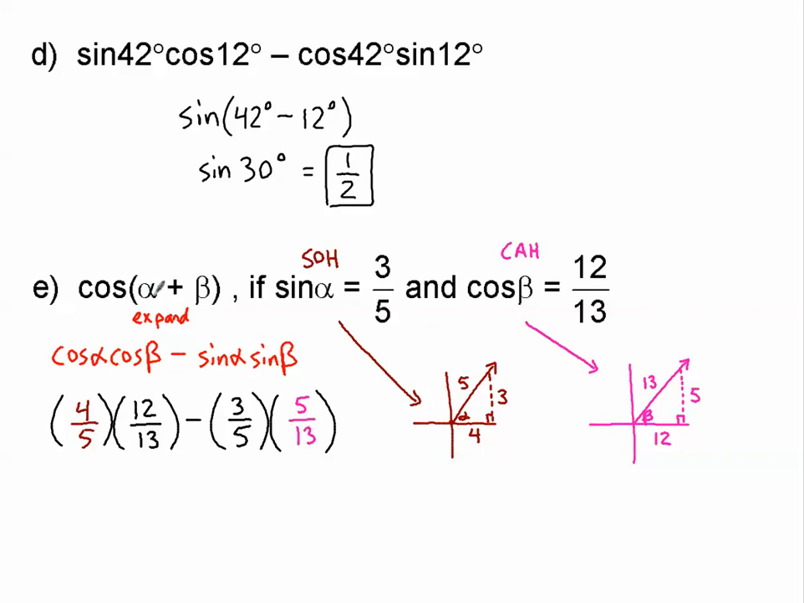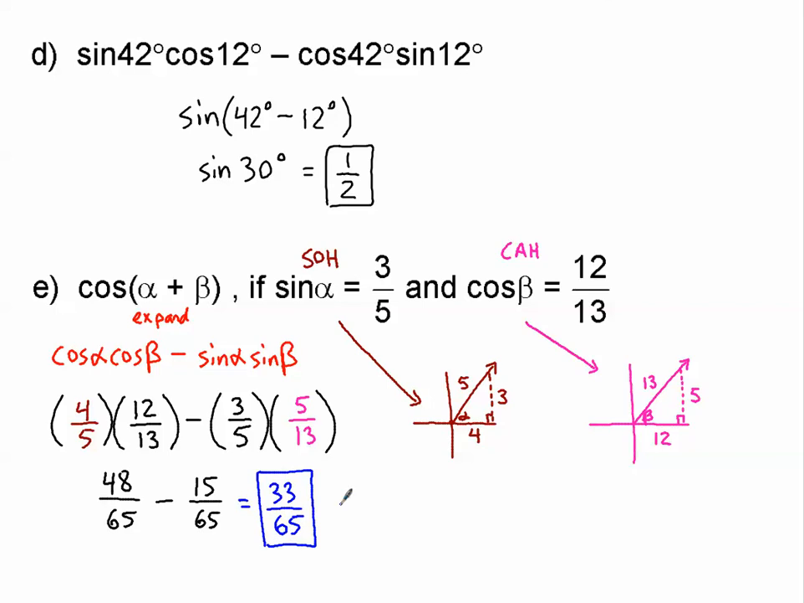So far I expanded using my identity and then replaced each of these values from a picture into these fractions. And now it's just some fraction work. 4 times 12 is 48. 5 times 13 is 65. There's a minus. 3 times 5 is 15. 5 times 13 again is 65. It's nice that the denominators will always be the same, so I can just simply subtract the numerators. 48 take away 15 is 33, and of course the denominator stays the same. This does not reduce, so I have found my answer.